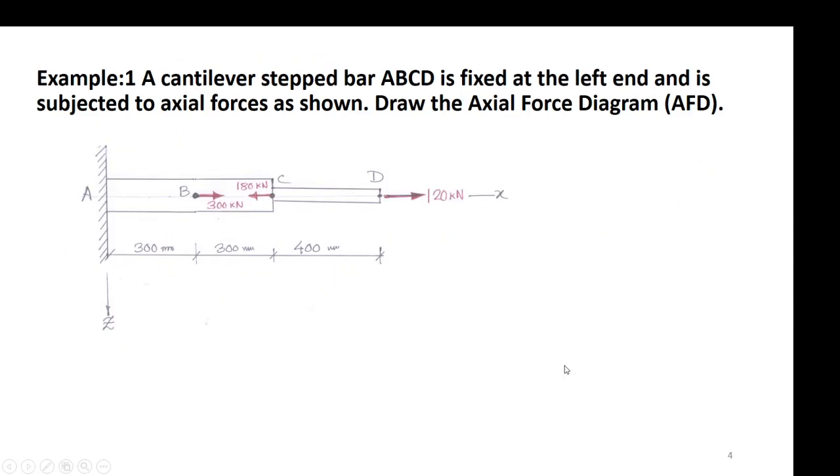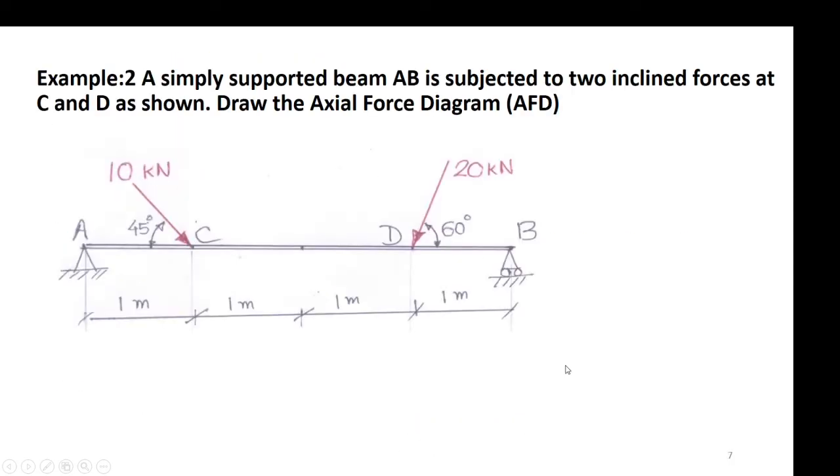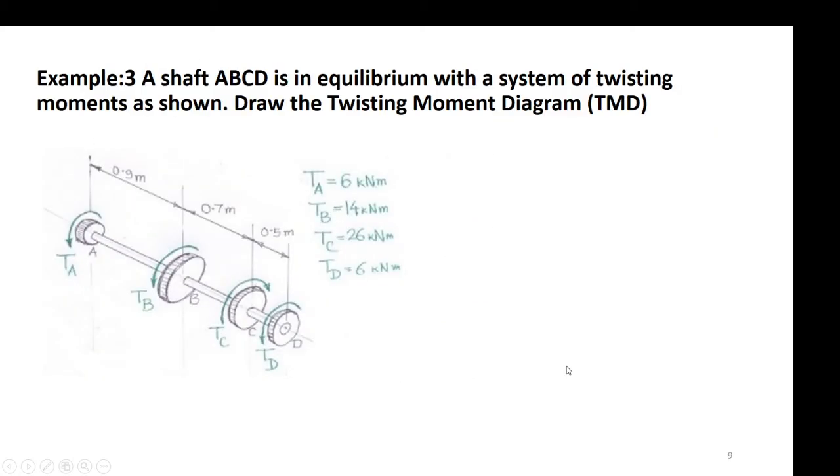So straightway passing through the axial force diagram problems and then opening the twisting moment diagram. Yes, so this is the twisting moment diagrams. So there are discs. Please ignore the discs. Our main concern is the shaft, which is a circular one A, B, C, D.